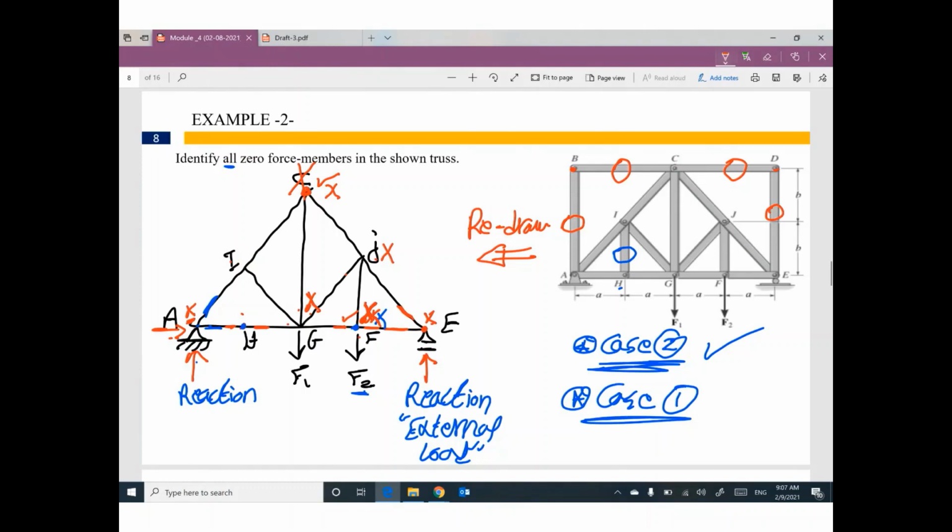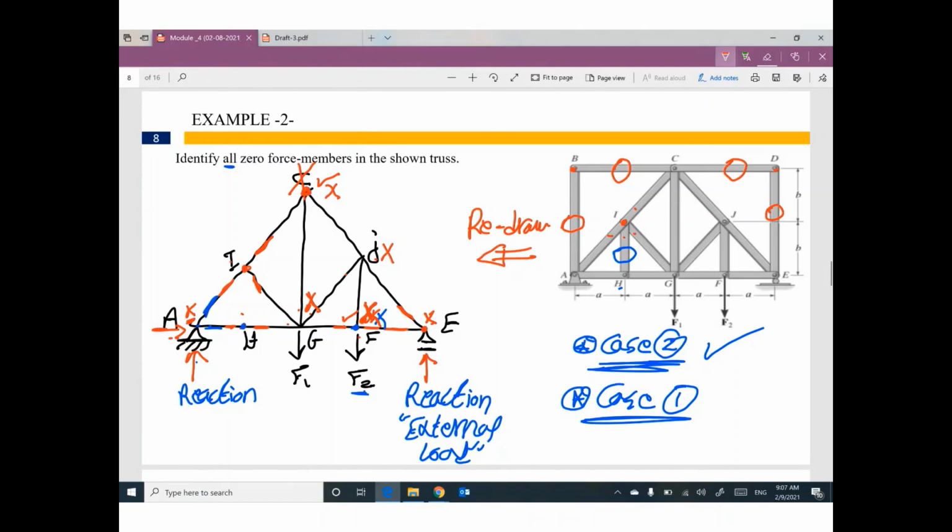What about I? Joint I. Do you think we have 3 members right now? I think yes. 1, 2, 3. One of you will say, hey, joint I has 4. 1, 2, 3, 4. Guys, I deleted the vertical member. Why? Because it's 0. If the member is 0, please, you can delete it.